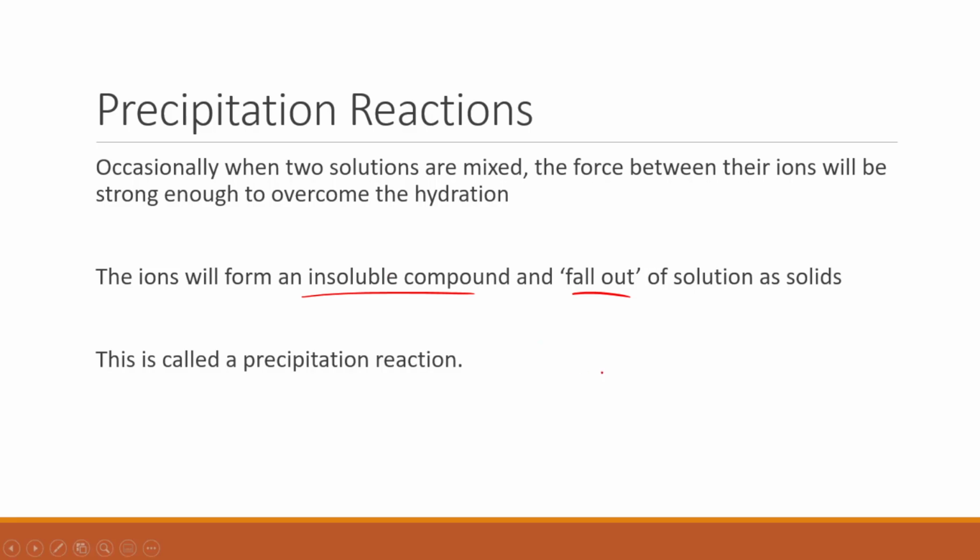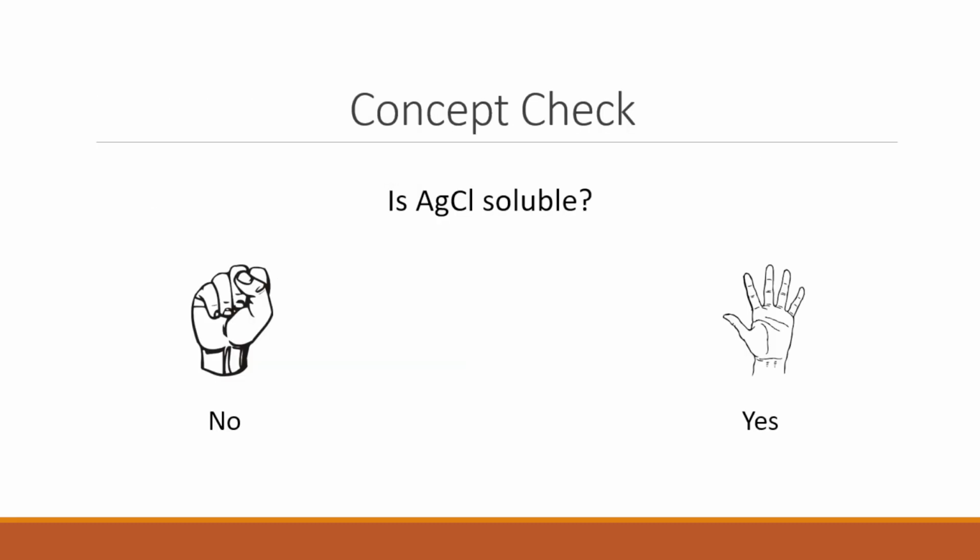Now, in order for us to look at what is soluble and what is insoluble, we need to remember our solubility rules. We need to take another look at table F. So let's do a couple of things just to warm ourselves up. First, AgCl, is that a soluble compound, yes or no?